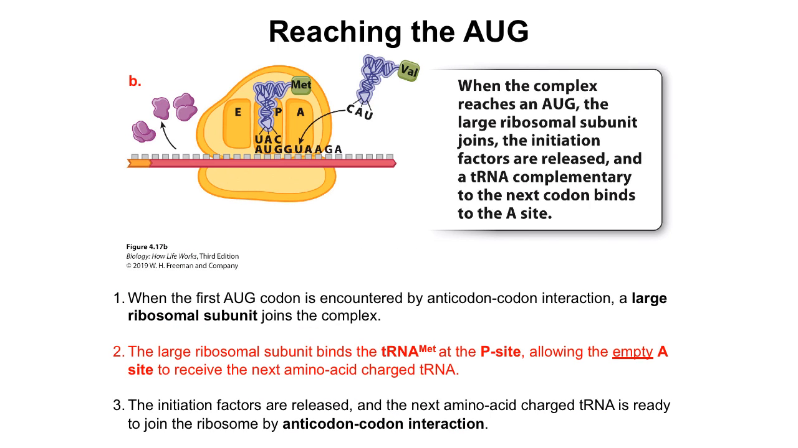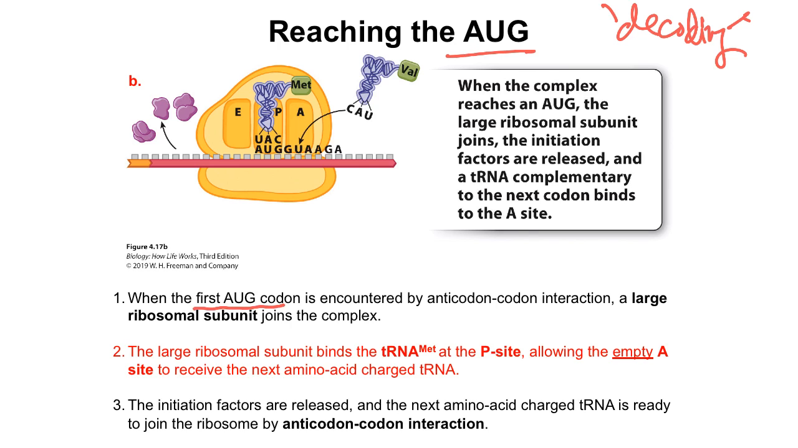Next, upon reaching the AUG, and this is the very critical step, this is where the first decoding process happens. When the small ribosomal subunit arrives and encounters the first AUG codon, the anticodon UAC in the initiator tRNA that carries the methionine forms an anticodon-codon interaction complex, right? The hydrogen bonds between these two, the codon and the anticodon, happen, and that is where the first decoding event takes place.